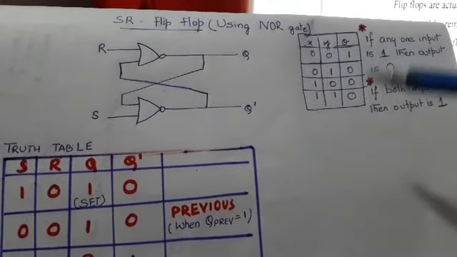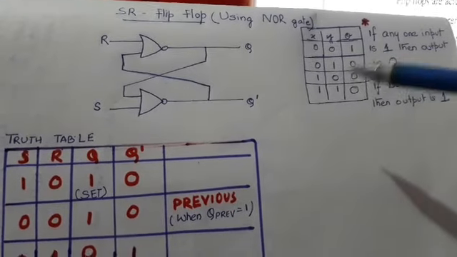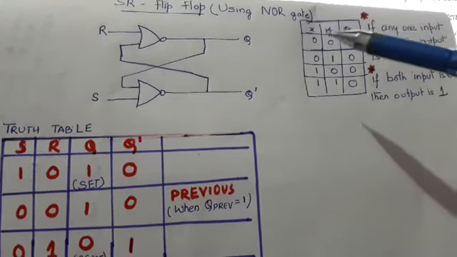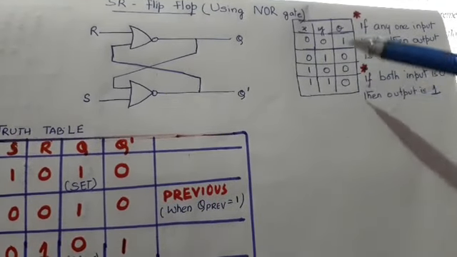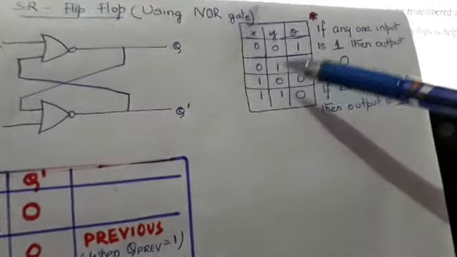Before we go inside the working of that flip-flop, we have to understand the NOR gate truth table. You all know what the NOR gate truth table looks like. So I'm drawing it here.